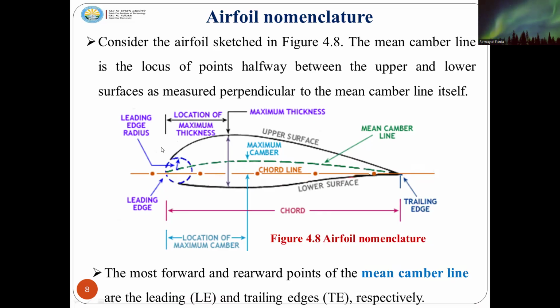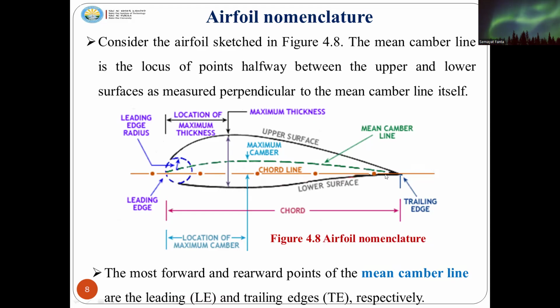Again, the leading edge radius is also there. The radius which produces the leading edge. The location of maximum thickness from the leading edge. We can check this as the location of maximum thickness from the leading edge. Again, maximum camber. This is a camber line.